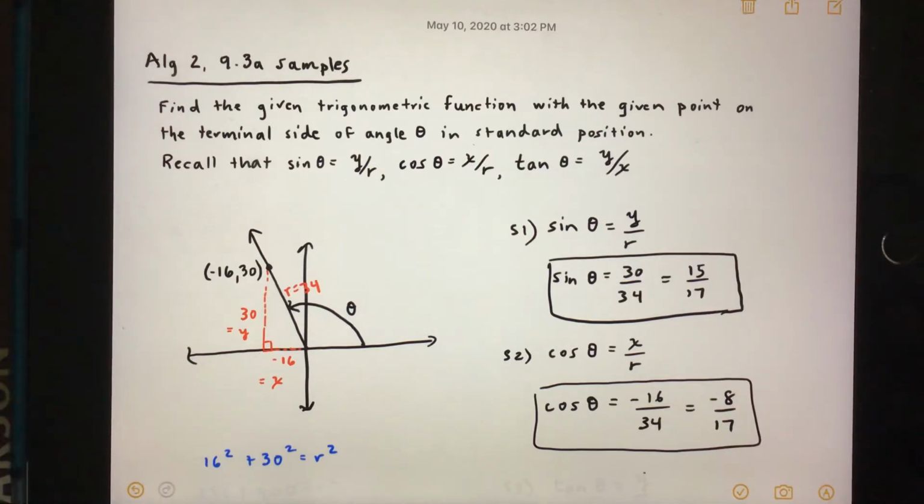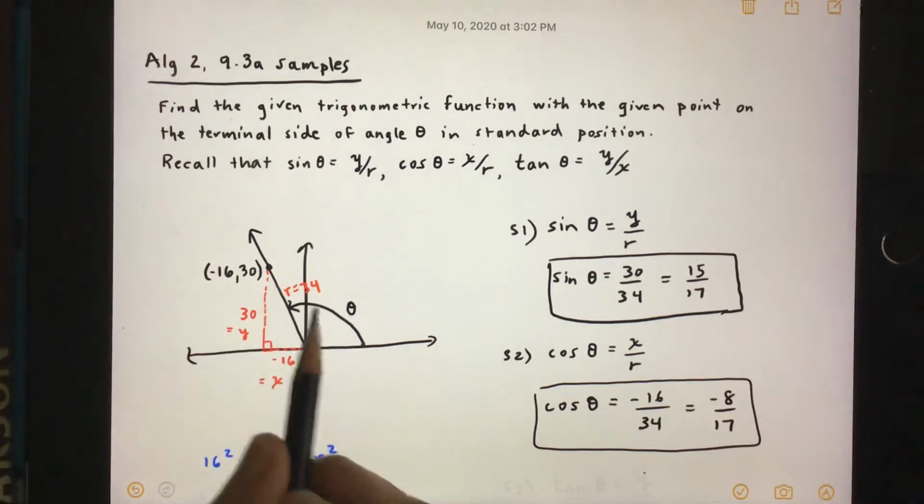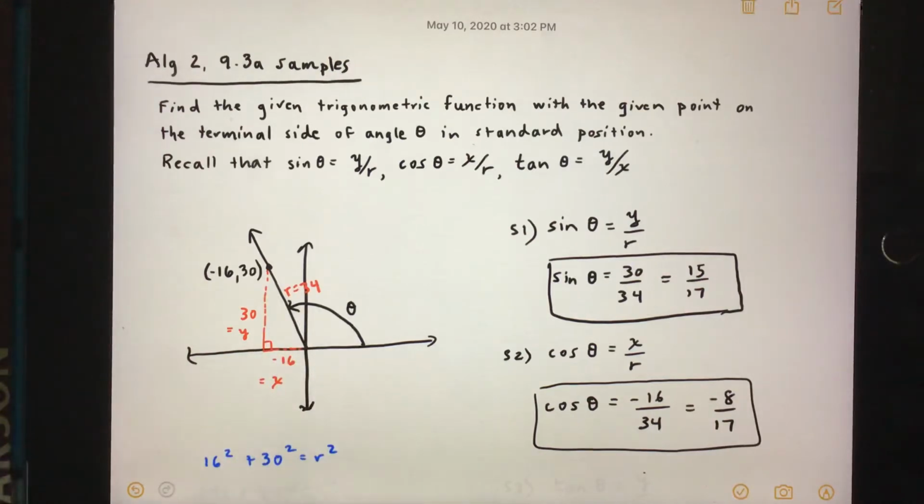So we're given this picture as a starting point. We're told that the point negative 16, 30 is on the terminal side of our angle. So our angle then opens up fairly wide. Here is the initial ray, here is the terminal ray, and we're looking at what is the sine, cosine, and tangent of that angle. To figure that out, we're going to do some labeling.